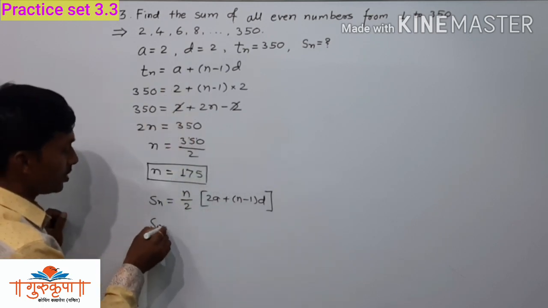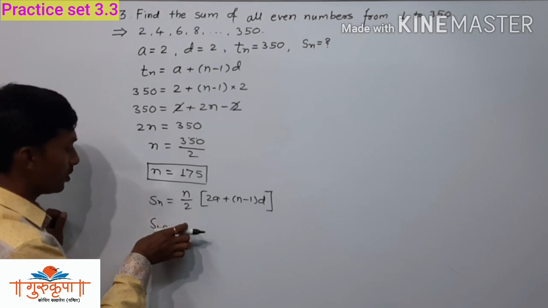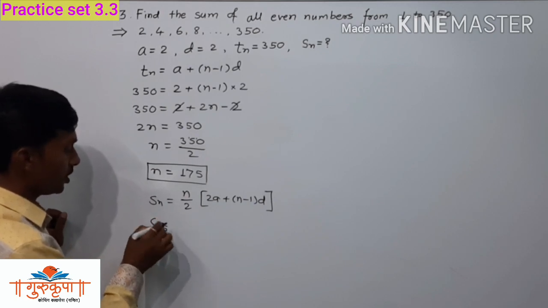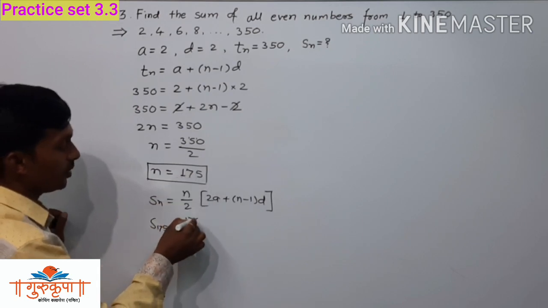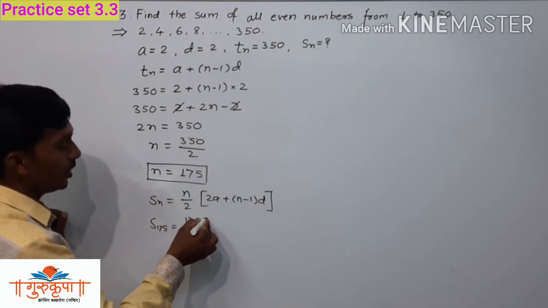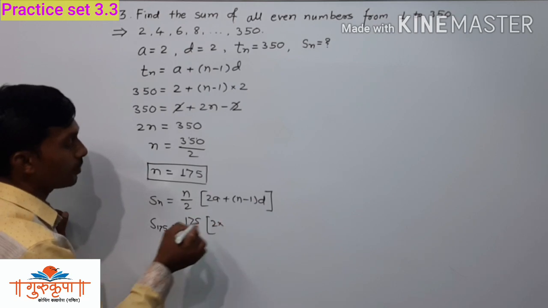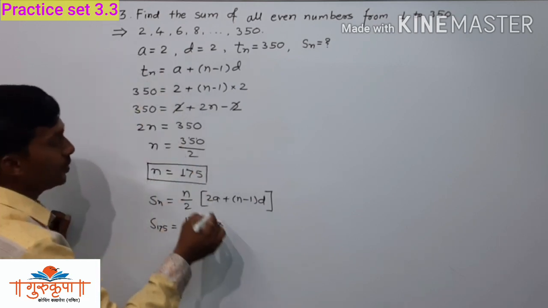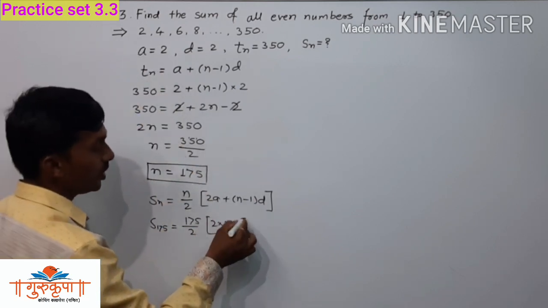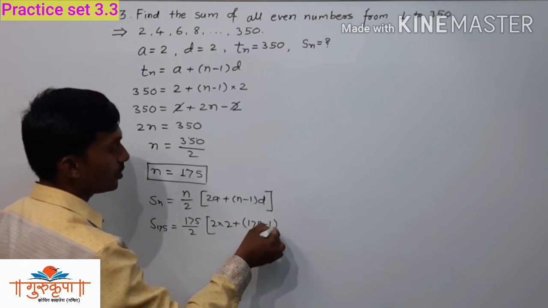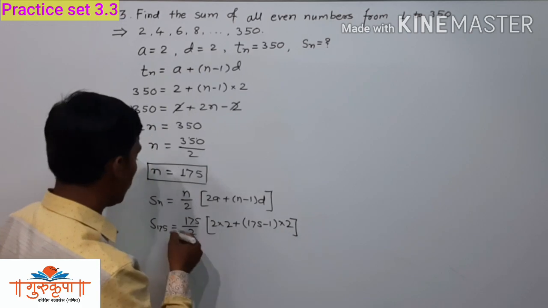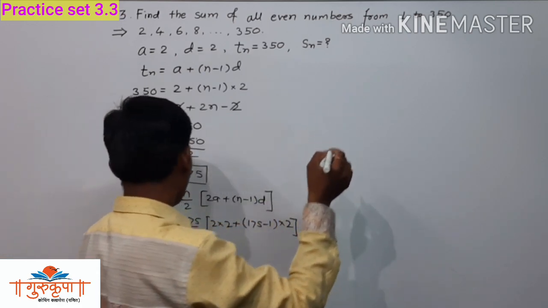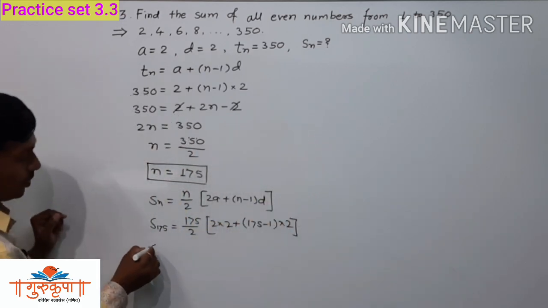So here we will write S175. S175 is equal to n by 2. n is 175 divided by 2 into the bracket 2 into A is 2 plus n minus 1, that is 175 minus 1 into D is 2. Now simplify this again. This is S175.